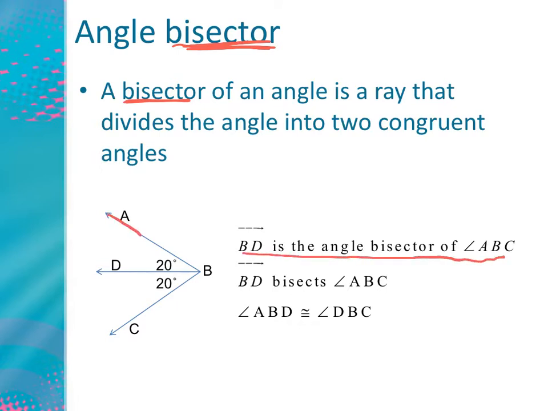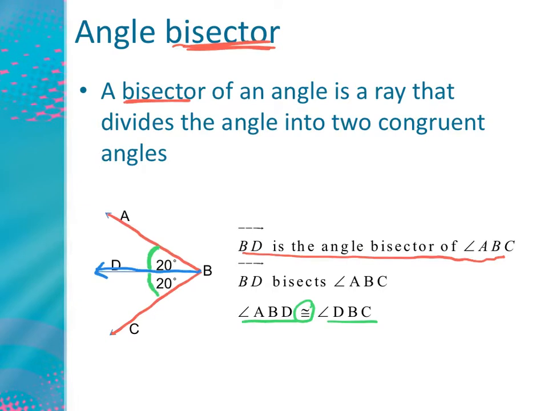So here's ABC. It's this big piece of cheesecake. And BD is the bisector of that. Here's BD, meaning it's splitting that angle perfectly into two pieces. So BD bisects that angle. Well, then that must mean that angle ABD, that's right here, is congruent to angle DBC, this one down here.